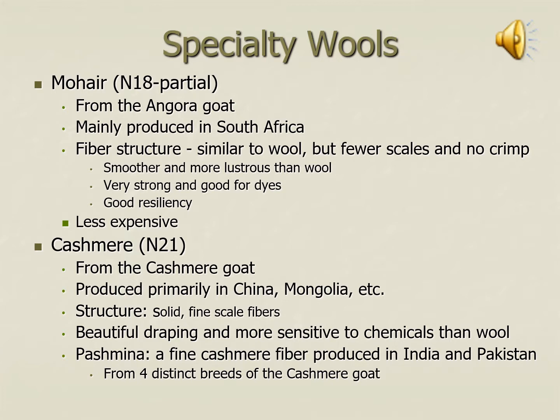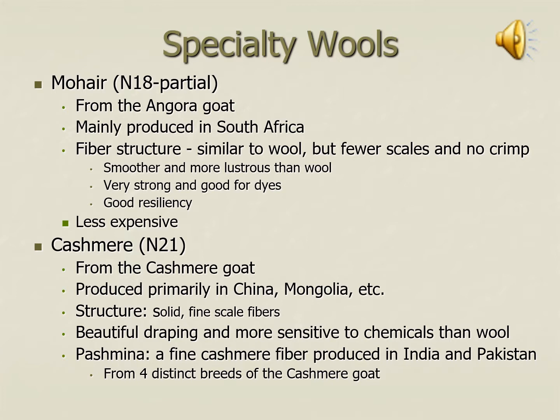Mohair's from the Angora goat, and it's mainly produced in South Africa. The structure is similar to wool, but it has fewer scales and there's no crimp. As you can see from the sample here, it's a bit more lustrous than wool and also has a smoother feel. It has pretty good resiliency and it's pretty strong. It's also good for dyeing, so mohair sweaters and things like that tend to come in some pretty bright, bold colors. It's less expensive than wool, but it's just another wool that comes from a different source other than the sheep.